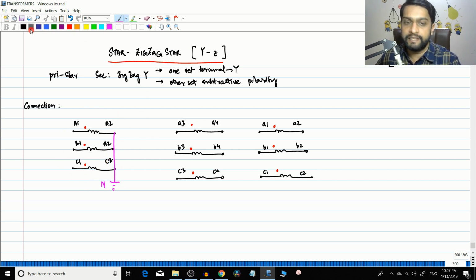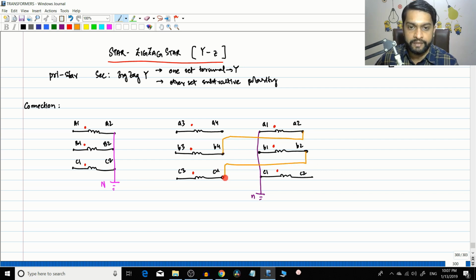And how do you do the zigzag connection? As we usually do, we take one terminal here. Let us take A1, B1 and C1 and connect them in star. So this is connected in star, and this is going to be the neutral point. Then you have to connect them in subtractive polarity. So A2 will connect to B4, B2 will connect to C4 and C2 will connect to A4. The undotted ends of the different windings are connected together. So this is one connection, subtractive polarity. This is the other connection, and this is the third connection for the subtractive polarity.